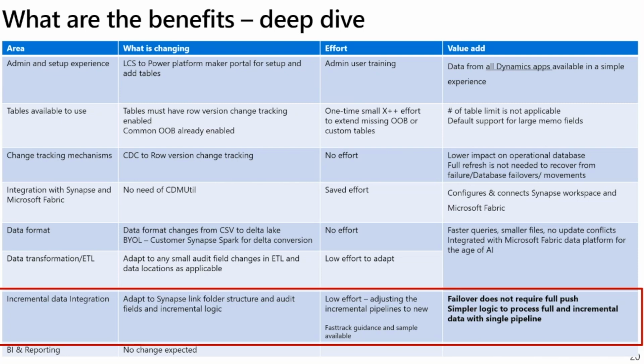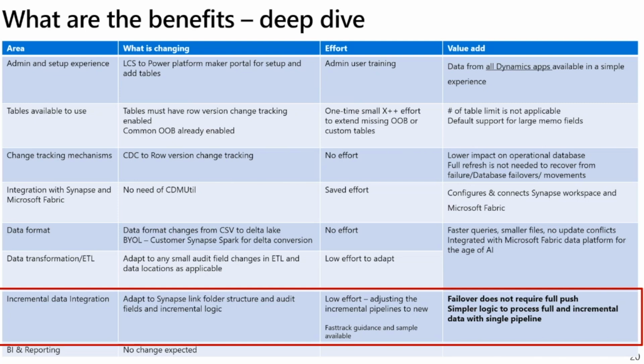So with Synapse Link, the chances of a full push of the data is very low because we are using row version change tracking, which is the timestamp kind of thing on the row itself. And that data doesn't get lost when we have failover or disaster recovery or anything. It's available in your primary database in the individual table. So there is no need for us to do a full push to recover. We will just start from where we left. And that's a big advantage for anyone doing incremental data ingestions.